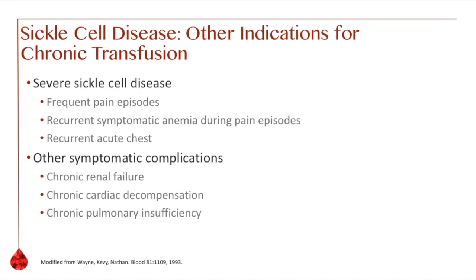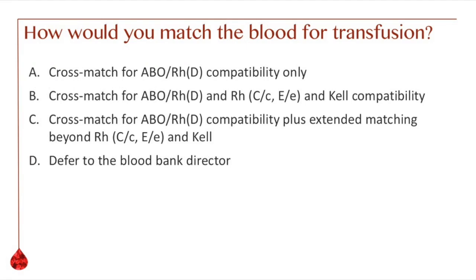Consultation with a hematologist with expertise in management of patients with sickle cell disease should take place before starting a chronic transfusion program. Individuals with sickle cell disease who are transfused are at risk for alloimmunization. More information about this complication can be found in the introduction module and the first case module in this series. Keeping the risk of alloimmunization in mind, how would you match this patient's blood for transfusion?